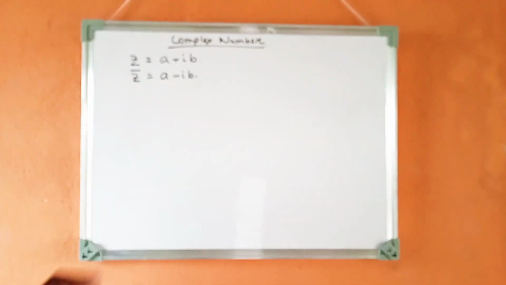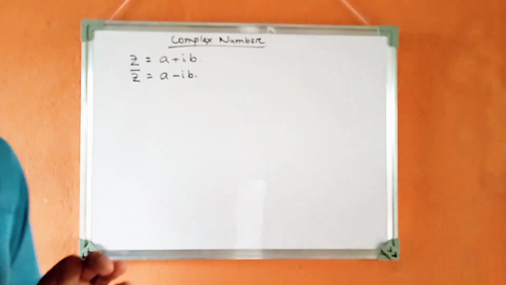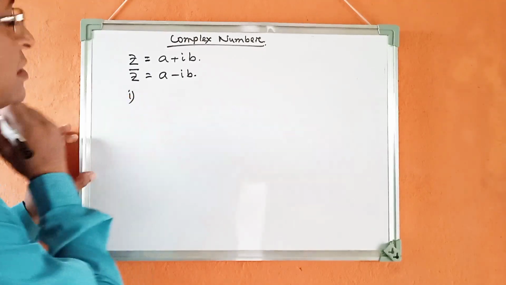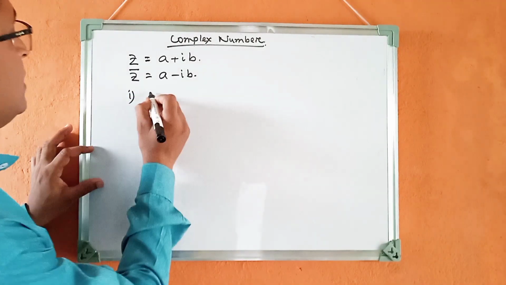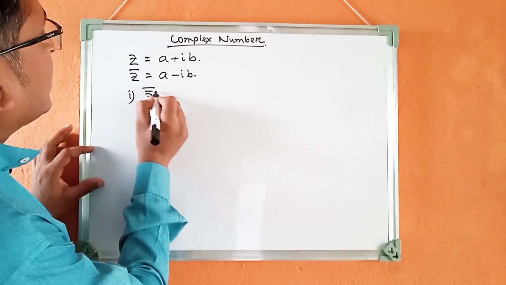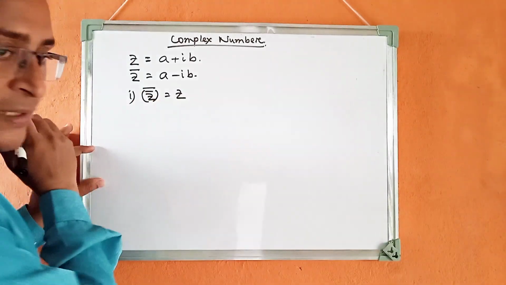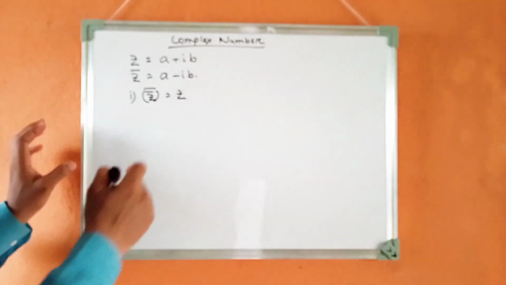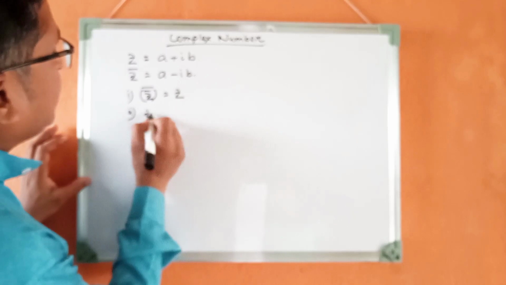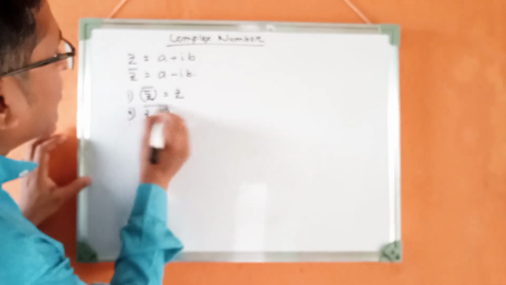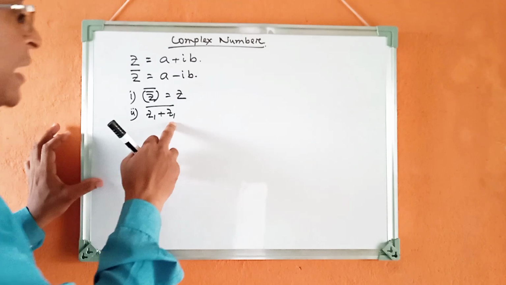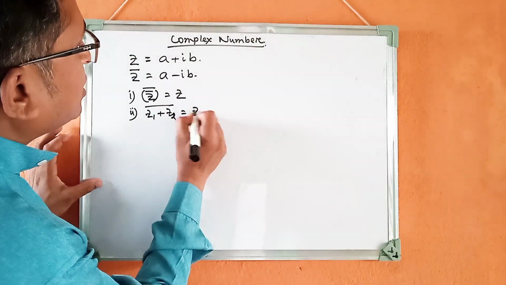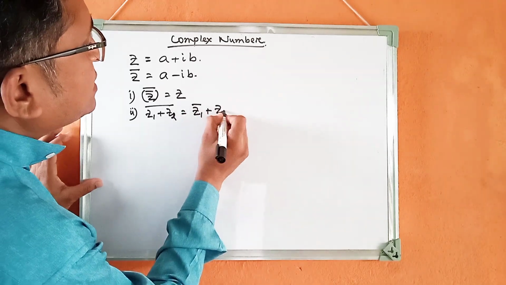Now, some properties. Look at some properties of the conjugate of a complex number. Number one, Z bar, then bar, again bar, so we get Z. Z means any complex number. Now, number two, Z1 plus Z2. We have two complex numbers: Z1, one complex number, Z2, another complex number. The bar of Z1 plus Z2 is equal to Z1 bar plus Z2 bar.